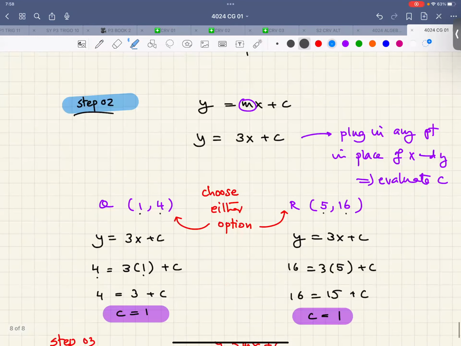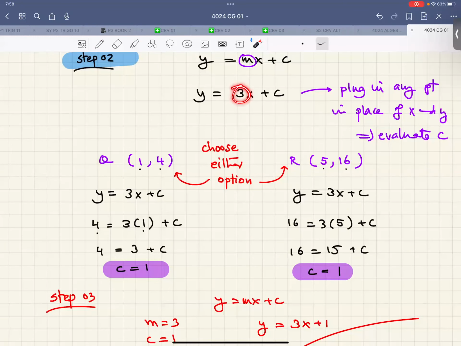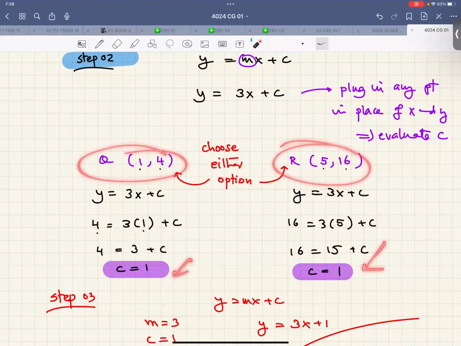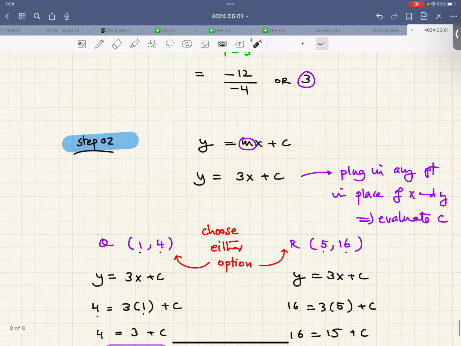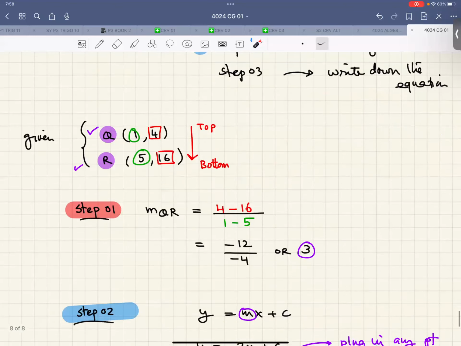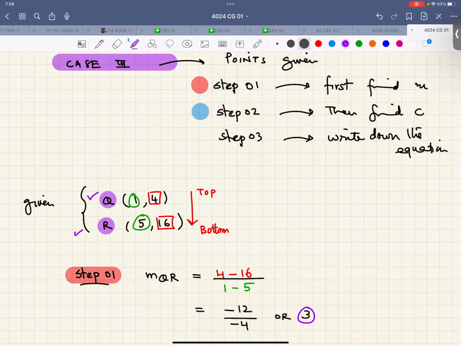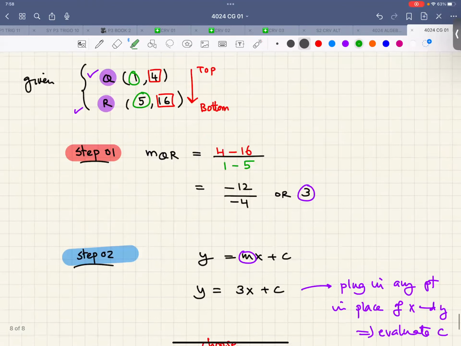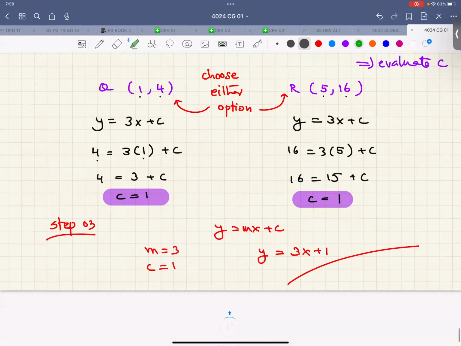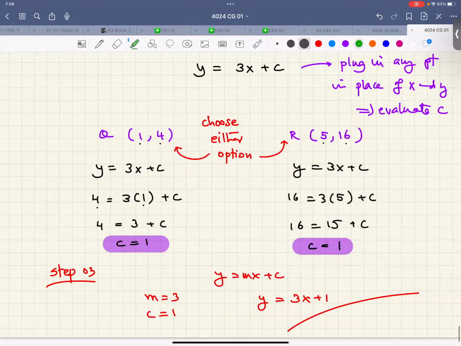This was the important one. You plug in the value of m. You choose any of the points. You will get the same answer. Just choose any point. You don't have to show both of them. And step number 3 is simply writing down the equation. So writing down the equation, step number 3, and that is the answer for this particular part.